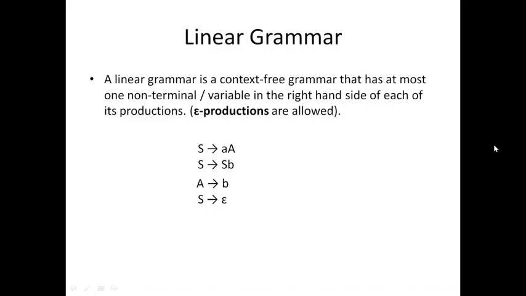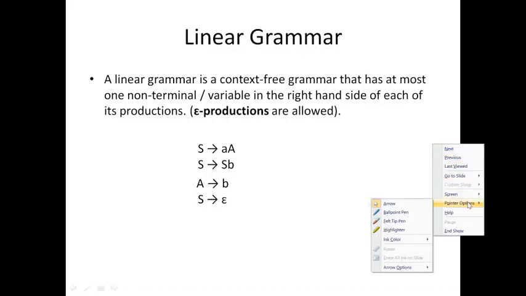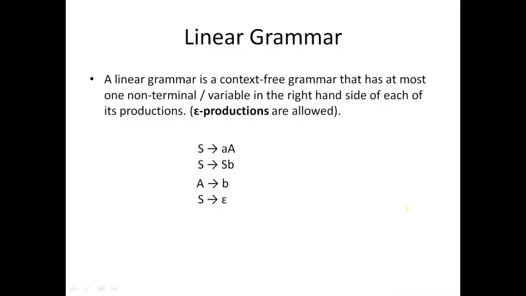single non-terminal or a variable. Also, epsilon productions are allowed. So here you can see a grammar which is a linear grammar. If you look at the productions for S, we can see that only a single non-terminal appears at the maximum on the right hand side. Here we have a single non-terminal, here we have a single non-terminal, and here we don't have any non-terminals for these productions. So at most only a single non-terminal can appear on the right hand side in the case of a linear grammar.